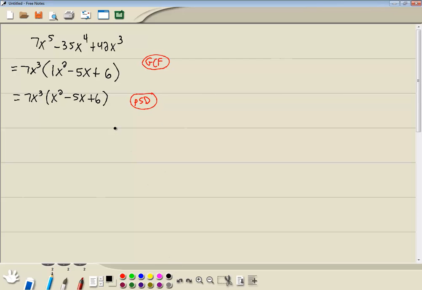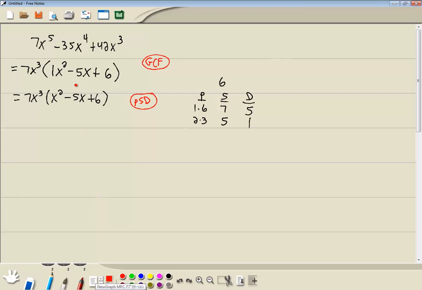Now PSD, you take the number at the end, ignoring signs, so we'll take the 6, and we're going to create our 3 columns. Our P column, our S column, and our D column. In the P column, we're going to write down all products that give us 6. We got 1 times 6, 2 times 3. The S column, S for sum, we add them. 1 plus 6 is 7, 2 plus 3 is 5. The D column, D for difference, we subtract smaller from larger. 6 minus 1 is 5. 3 minus 2 is 1.